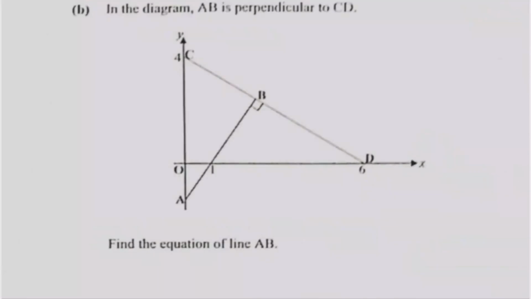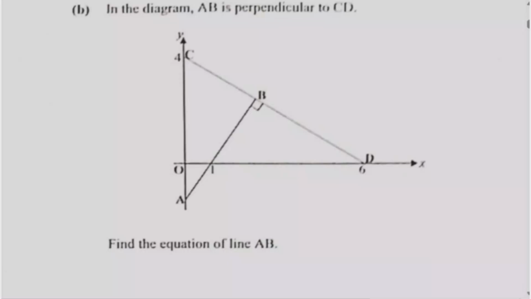14b, which is as follows. In the diagram, AB is perpendicular to CD. Okay, so what you need also to bear in mind is the statement itself, which is saying perpendicular. This is the keyword in this expression. So you need to understand what a perpendicular line is.